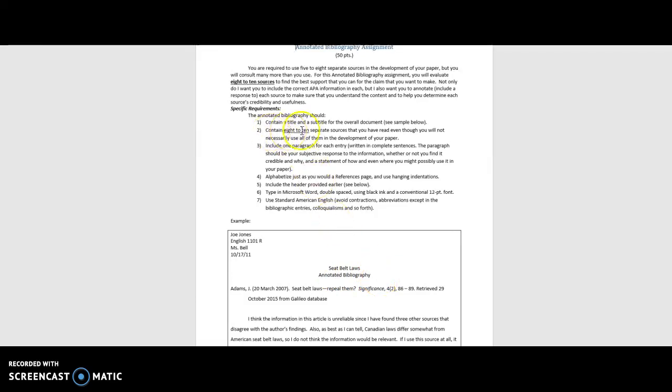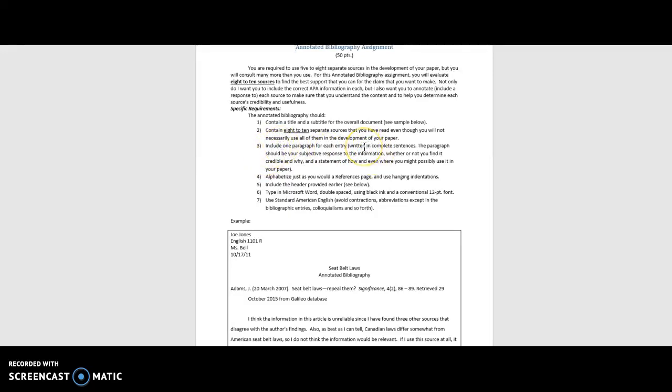It should contain 8 to 10 separate sources that you have read, even though you will not necessarily use all of it in the development of the paper. Then there should be 1 paragraph for each of those 8 to 10 sources. Okay, so include one paragraph for each entry.